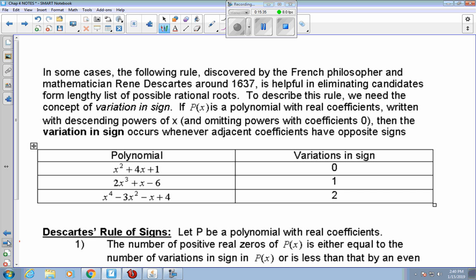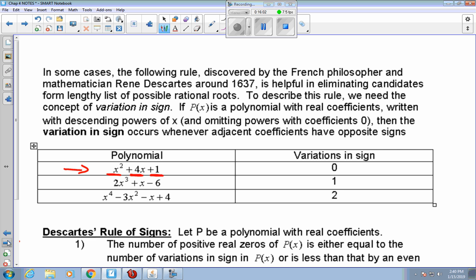All right, now, Descartes' rule of signs. This tells you the number of possible positive roots and the number of possible negative roots. And it's all by the variations in sign. So when you look at the polynomial, we're looking at this first polynomial. X squared is positive. 4x is positive. 1 is positive. How many variations in sign?